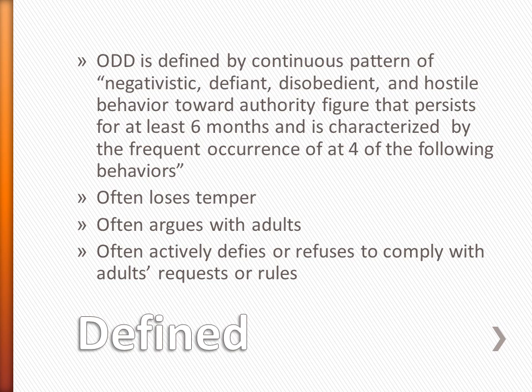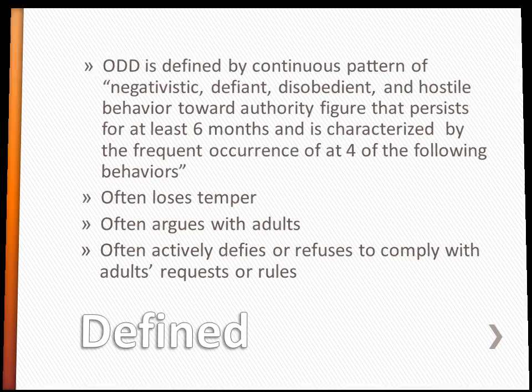ODD is defined by a continuous pattern of negative, defiant, disobedient, and hostile behavior toward authority figures that persists for at least 6 months and is characterized by the frequent occurrence of at least 4 of the following behaviors: often loses temper, often argues with adults, often actively defies or refuses to comply with adults' requests or rules.